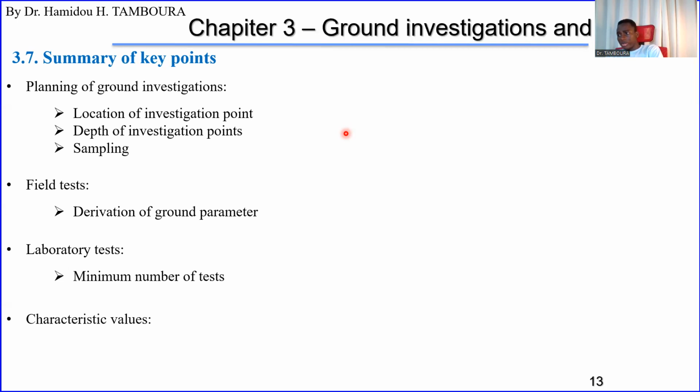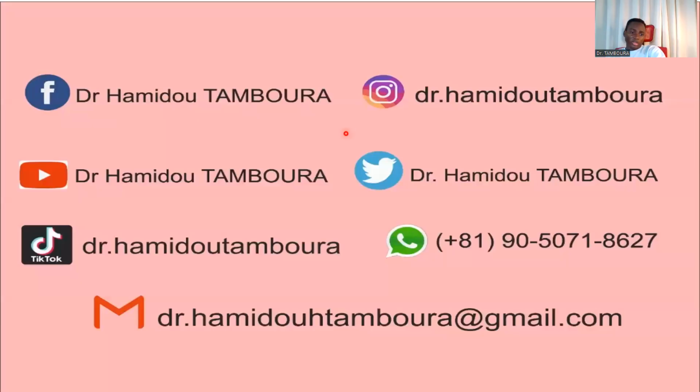The last point we talked about is the characteristic value: how we derive the characteristic value from the derived values using a statistical method, statistical evaluation. Okay, I think that's all. Next time we will take one example and try to obtain the characteristic value of a geotechnical parameter from test results, field test or lab test. Okay, we will stop here. Thank you.